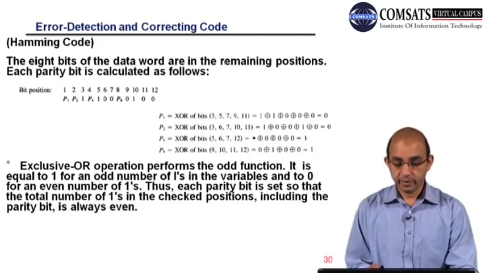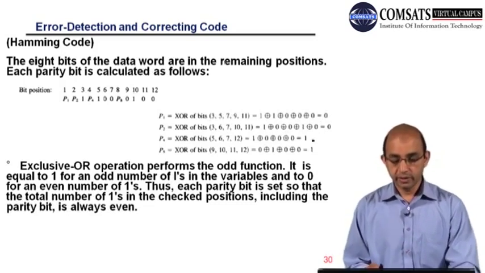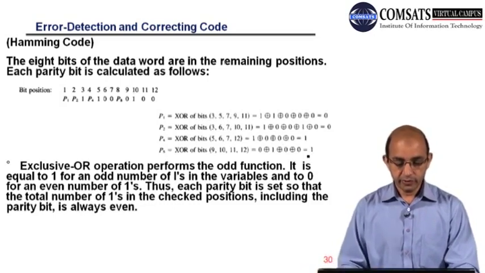Because the XOR operation is an odd function, whenever we have an even number of ones, we will have 0. When we have an odd number of ones, we will have 1. So even ones give 0, odd ones give 1. Each parity is set so that the total number of ones is even. If I count the total number of ones, it is even in every case.